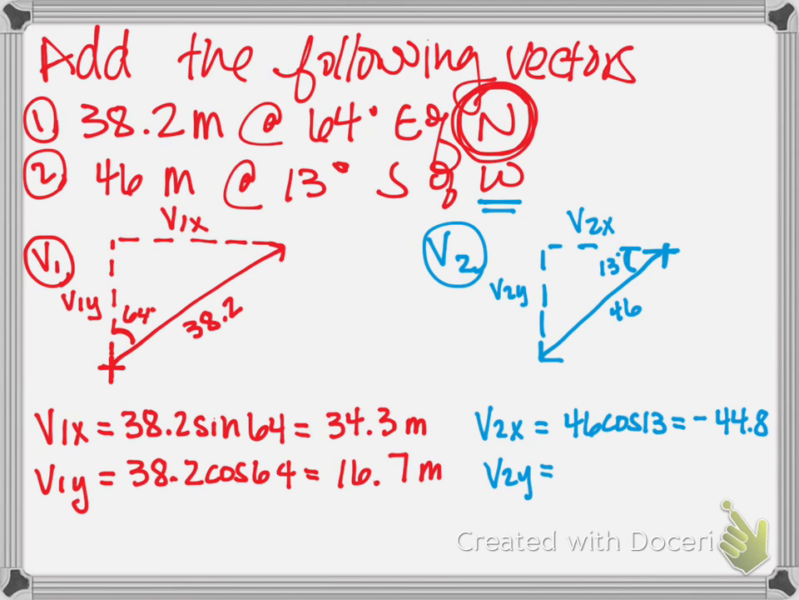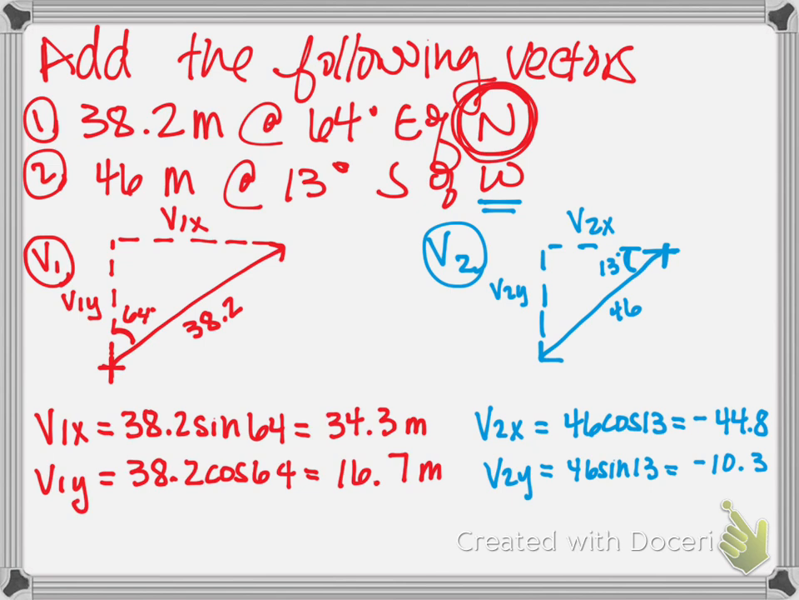V2y would be opposite of my angle. So I'll use sine this time. 46 times sine of 13. 46 sine of 13 gives me negative 10.3, right? The negative didn't come out in my calculator. I added that because I knew it was going south. Okay, so I've done step one, break my vectors into x and y. And so now I add my x's and then add my y's.